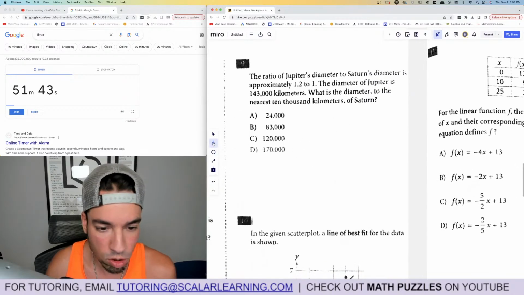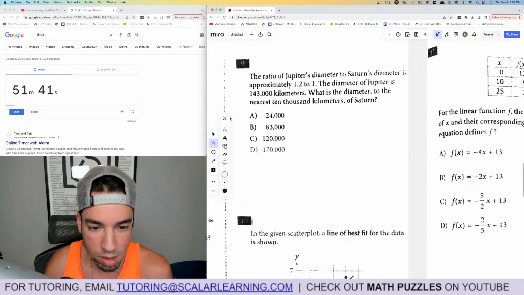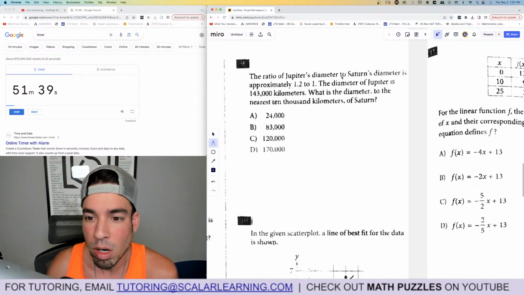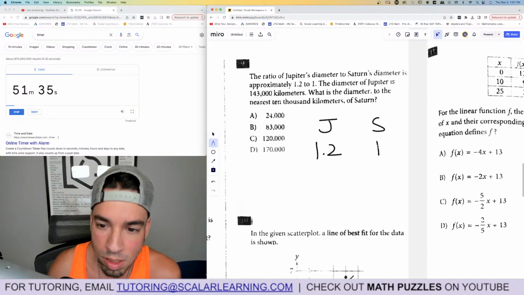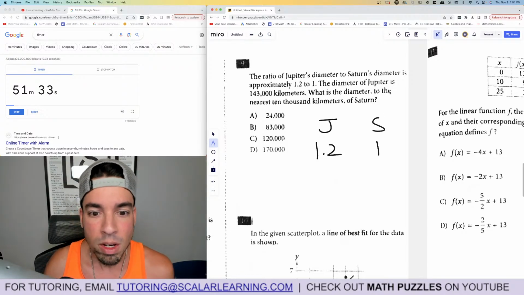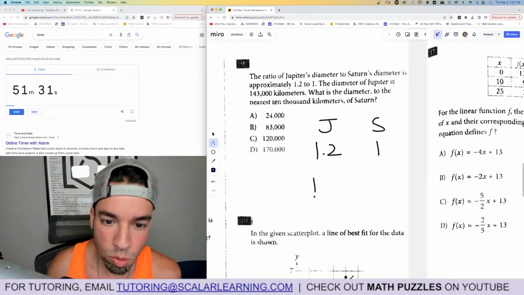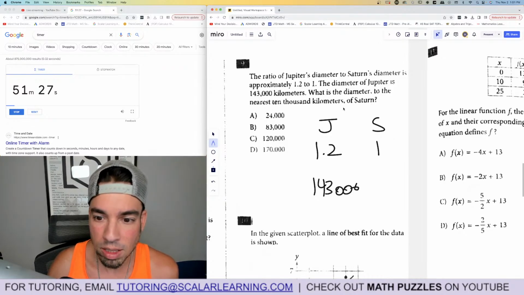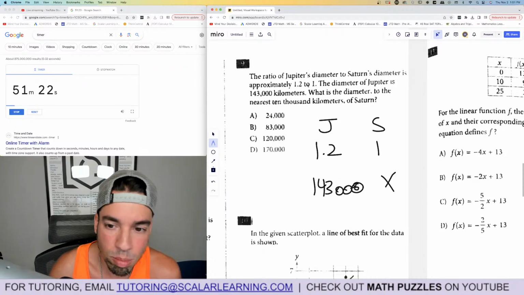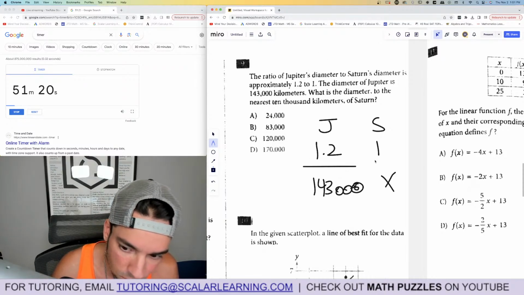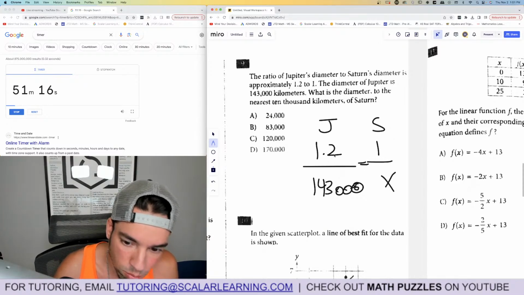Again, we're about to come into 11. Once we hit 11, we'll see a slight shift in difficulty usually. The ratio of Jupiter's diameter to Saturn's diameter is approximately 1.2 to 1. See how I immediately make a table, right? The diameter of Jupiter is 143,000. What is the diameter to the nearest 10,000 of Saturn? So that's our unknown. And now we can set up a nice proportion, which I have here. Wasn't even meant to do that, but boom, there's a proportion, right? 1 to x, 1.2 to that.